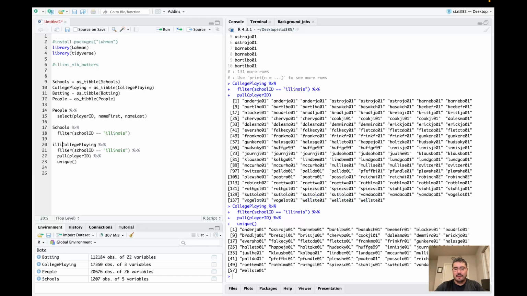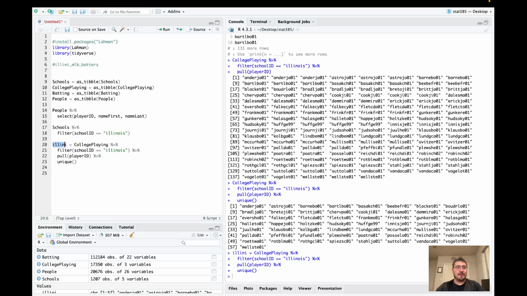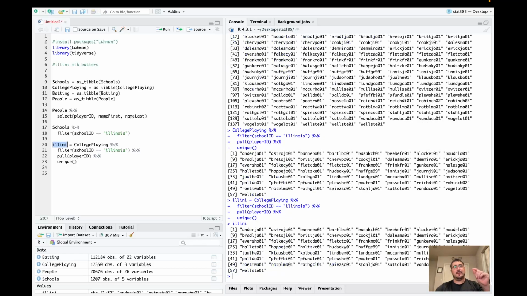I'm going to call that Illini. These are the people, in player ID code, who have played in Major League Baseball, the batters who swing the bat and get the bases, who played in the majors after playing for the University of Illinois. Great. So now, what do I need to do?